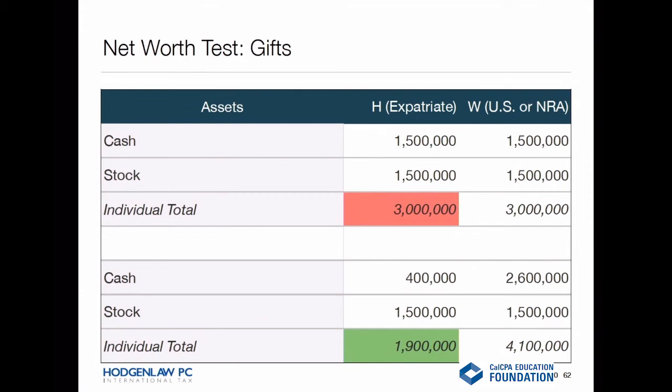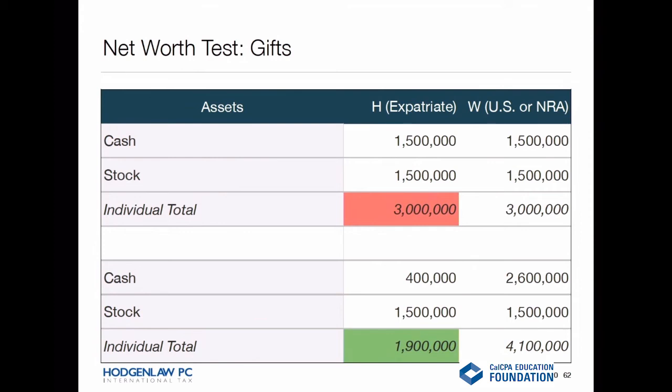But let's say that he decides ahead of time that he wants to try and figure out how to make this so he can be a not covered expatriate. So he's going to take 1.1 million of the cash that he has and give that to his wife. That brings his cash down to 400,000, her cash up to 2.6 million. He still keeps his stocks worth 1.5 million, and his total net worth becomes 1.9 million. Now he's not a covered expatriate.